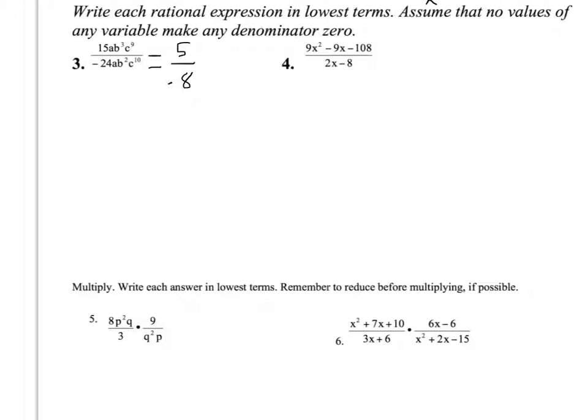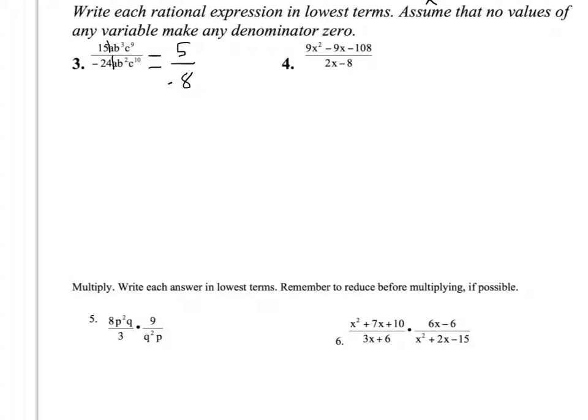Now, when I look at the variables, I'm going to reduce down based on the exponents. If I look at the a, I have an a to the first power in the numerator and an a to the first power in the denominator. Any number divided by itself reduces down to 1. So those a's are going to cancel out. I won't have any a's in my simplified answer.